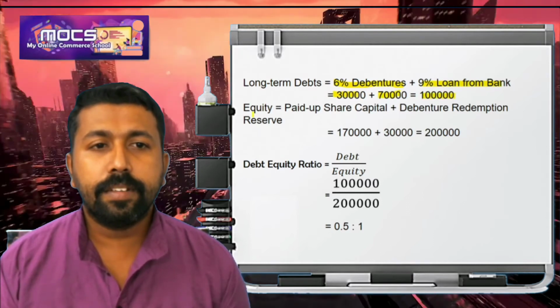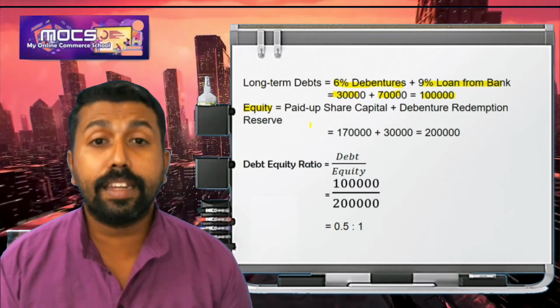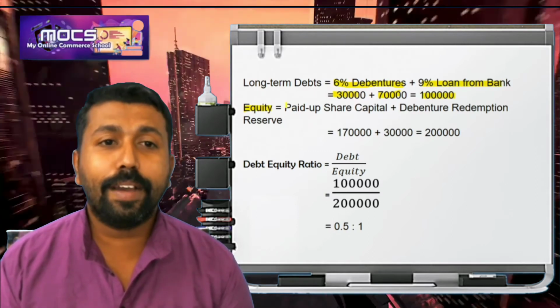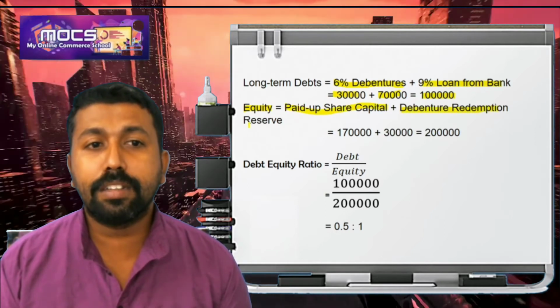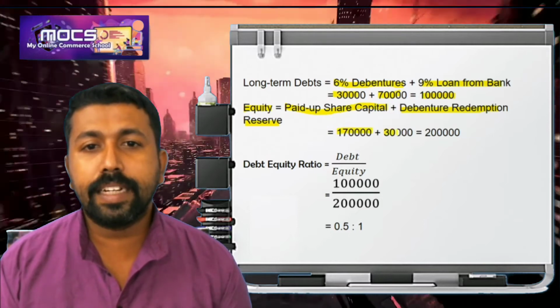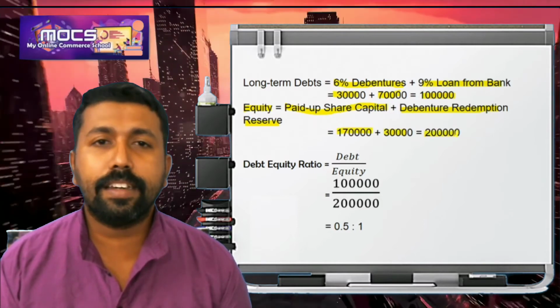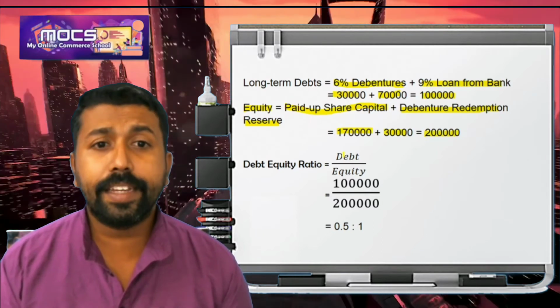And for the equity, there is an additional item we have to adjust because that's a reserve. So to find out the value of equity, paid up share capital plus debenture redemption reserve is there. So 1,70,000 plus 30,000, we will get 2 lakh as the value of equity. Then we are directly applying in the equation.